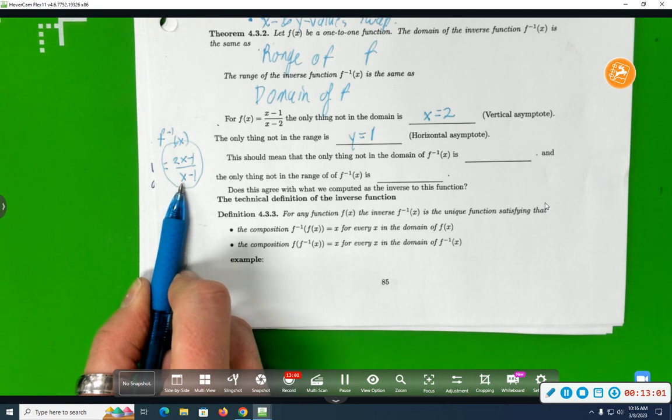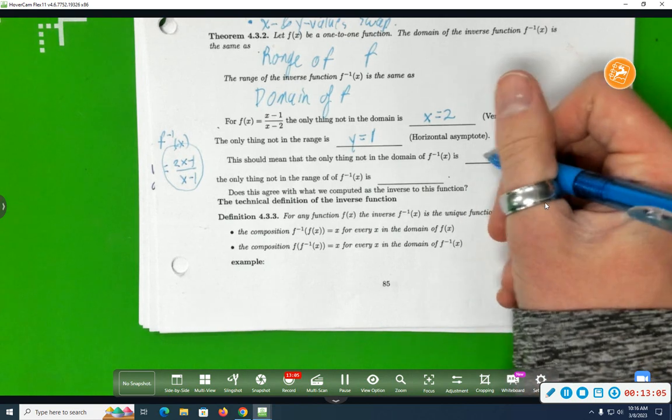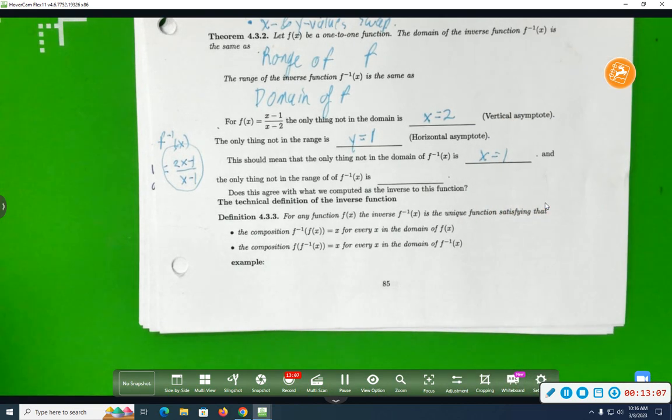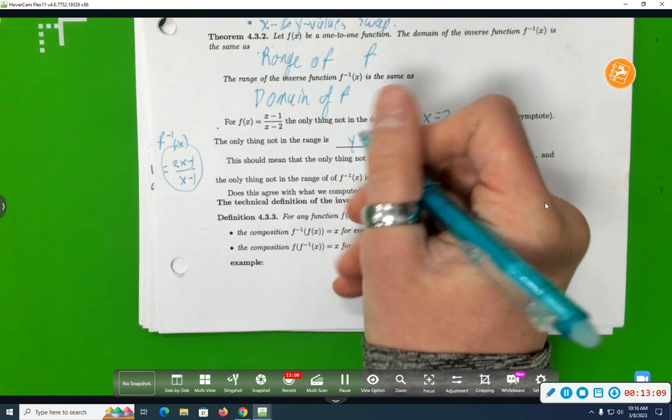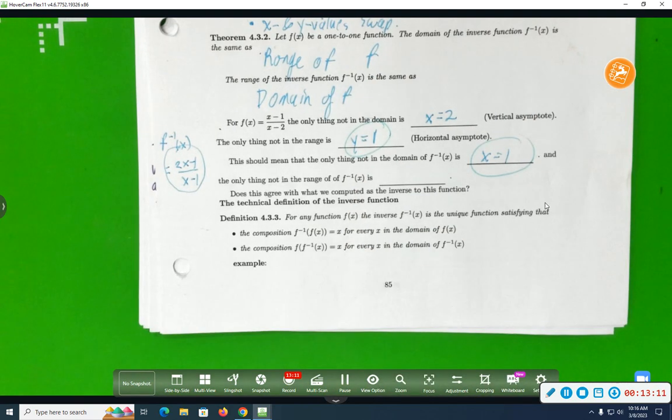Yeah, but say it louder. 1, right? You ask, when do you divide by 0? At x equals 1. Oh, cool. Those two things line up correctly.